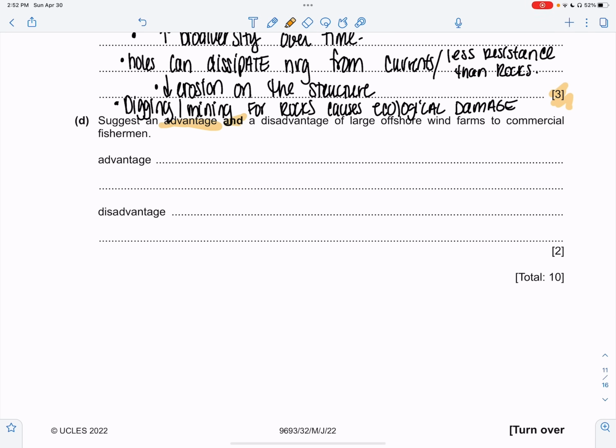Suggest an advantage and a disadvantage of large offshore wind farms to commercial fishermen. So this is in terms of commercial fishermen. Your advantages: these could become a refuge for fish to breed, especially if there's reef balls there. Another advantage is that these act like fish aggregating devices, and that's in the textbook as well. This could increase fish numbers in surrounding areas, like if they spill over.